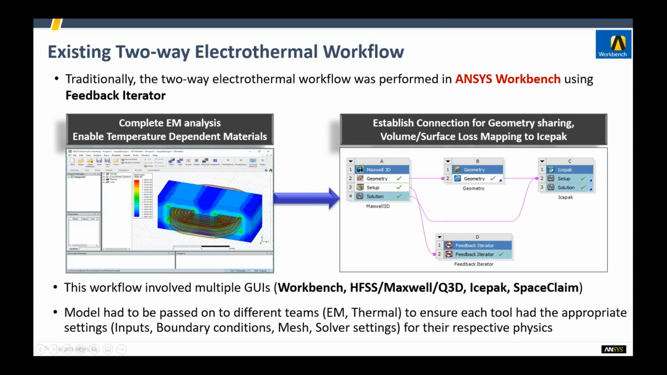With this traditional workflow, the model has to pass through the electromagnetic team and the thermal team, to ensure each tool has the appropriate settings for its respective physics. During this data transfer, there are a lot of aspects engineers need to take care of, from inputs, boundary conditions, to mesh settings. Sometimes a model that works in one environment doesn't necessarily work successfully in another one. So that's one of the setbacks: just too many GUIs.